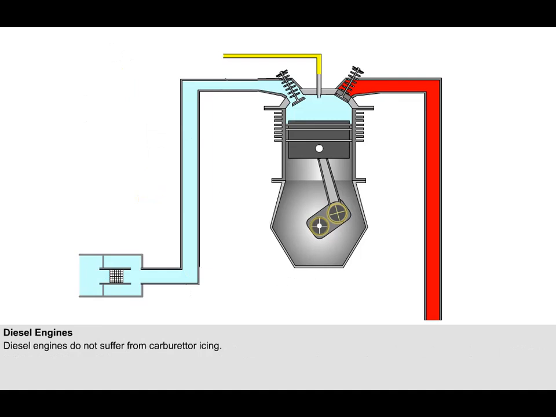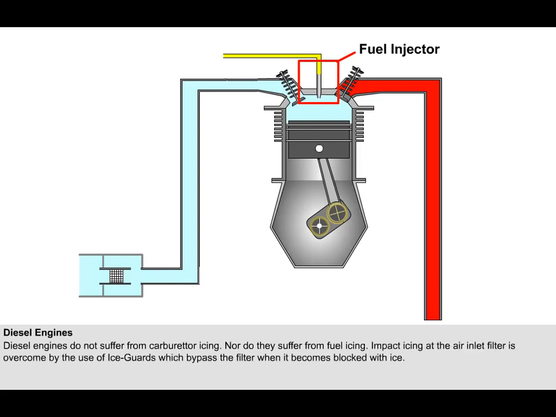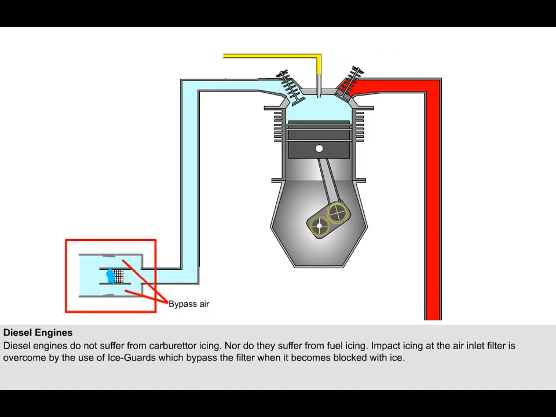Because they have no carburetor and therefore no venturi reducing the air temperature, diesel engines do not suffer from carburetor icing. The fuel is injected directly into the cylinder, so there is no problem with fuel icing. Impact icing at the air inlet filter is overcome by the use of ice guards, which bypass the filter when it becomes blocked with ice.